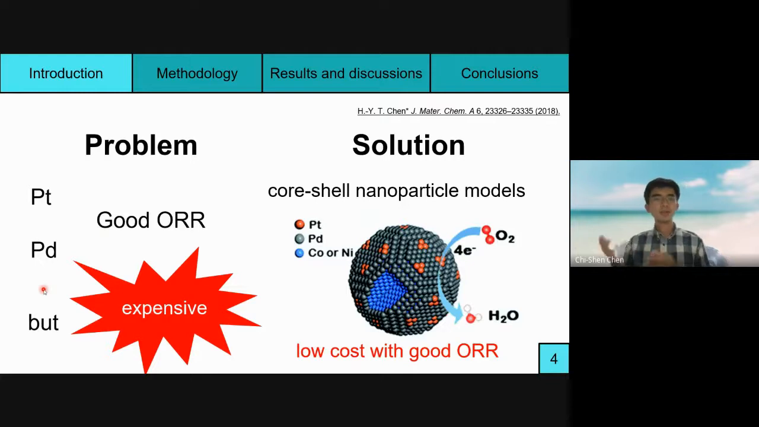These years, scientists came up with another idea called core shell nanoparticles. You can imagine there are two balls, a small ball which consists of cheaper elements like cobalt or nickel, and it is inside a larger ball which is composed of noble elements like palladium. And then we can decorate Pt3 clusters onto it. Scientists' experimental groups reveal that this core shell nanoparticle structure has good ORR performance while lowering the cost.